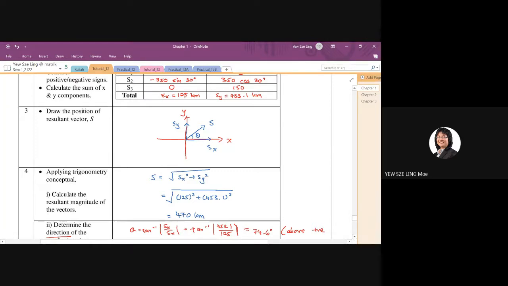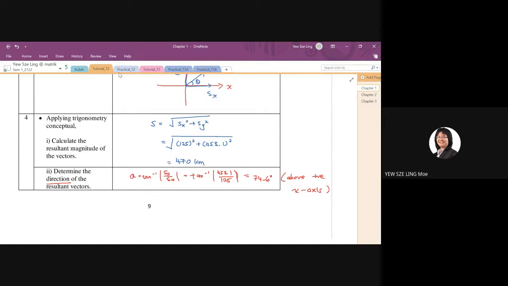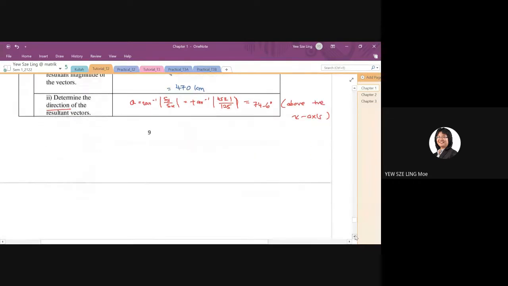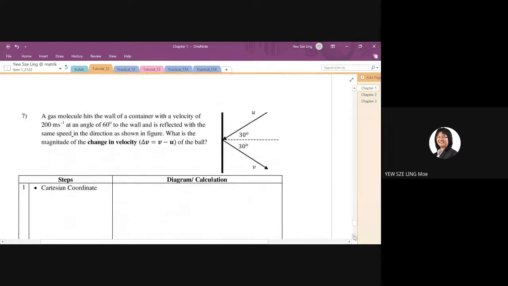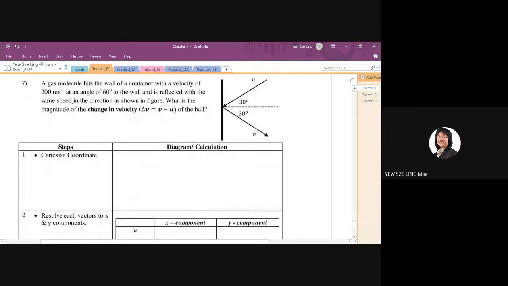Right, so you try the next question. Question number 7 is very, very similar to question 6. All right, so you try it.